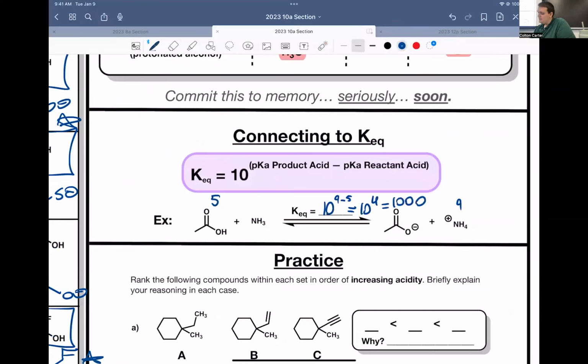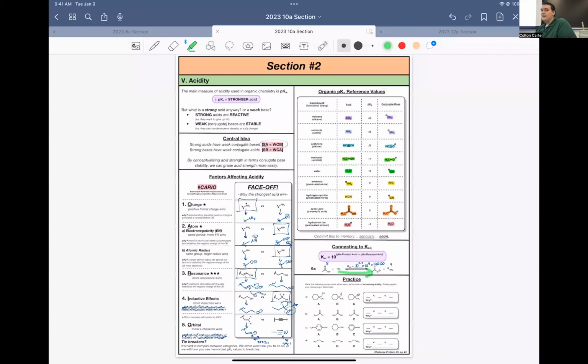That's 10 to the 4th, or is it 10,000? 10,000, thank you. I'm forgetting math. And so, is this reaction product favored or reactant favored? Product. So it's just a little application of pKa things that's going to be important for organic. Questions on this?